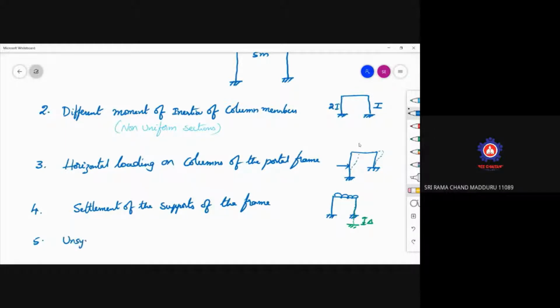Unsymmetrical outline of the portal frame, that is, the lengths are different here. This is L1, this is L2. Where the lengths are different, that will also cause side sway in the portal frame.